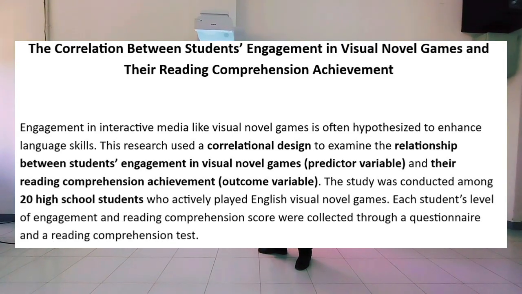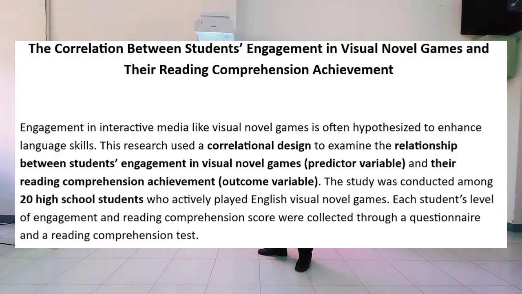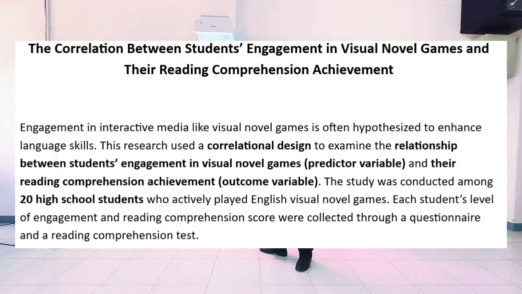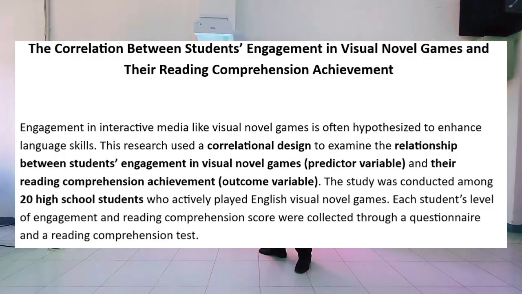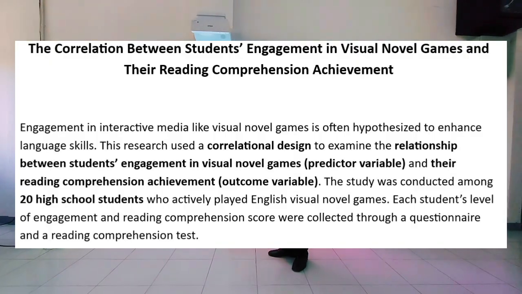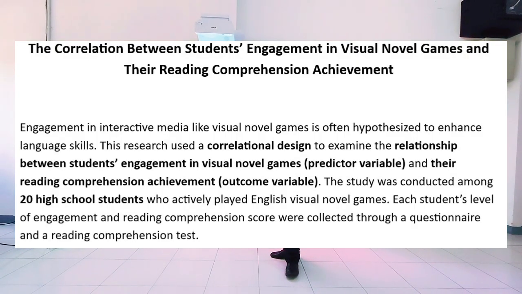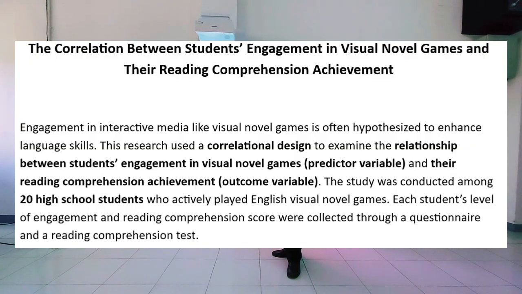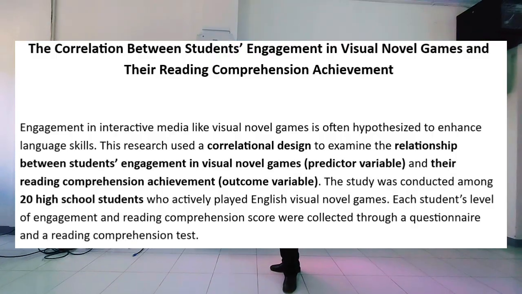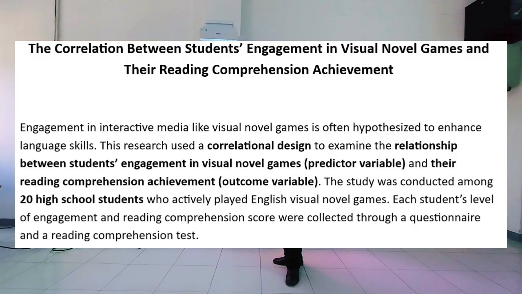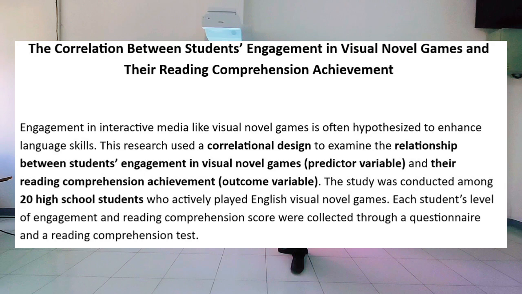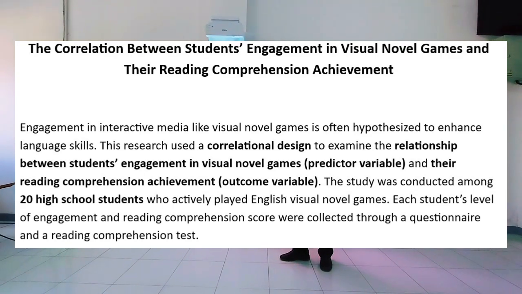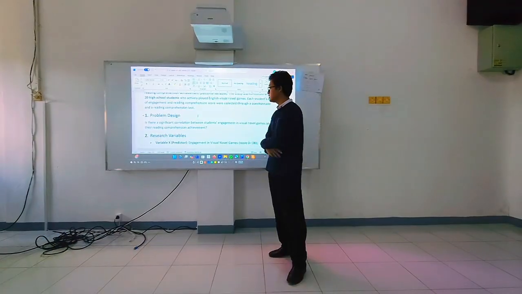This research uses a correlation design to examine the relationship between student engagement in visual novel games as a predictor variable and their reading comprehension achievement as an outcome variable. The study was conducted among 20 high school students who actively play English visual novel games. Student level of engagement and reading comprehension score were collected through a questionnaire and a reading comprehension test.